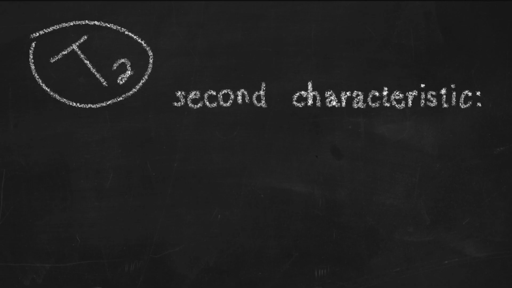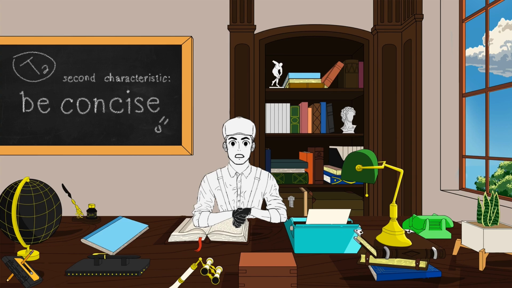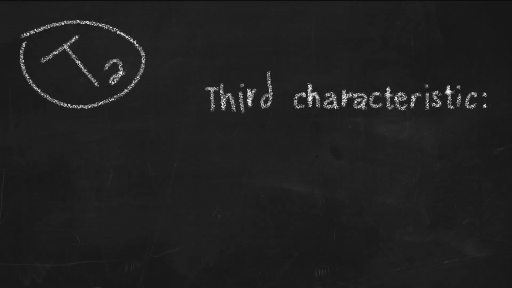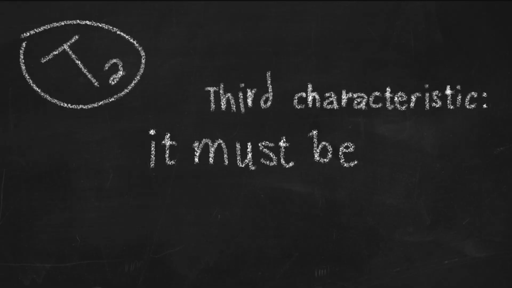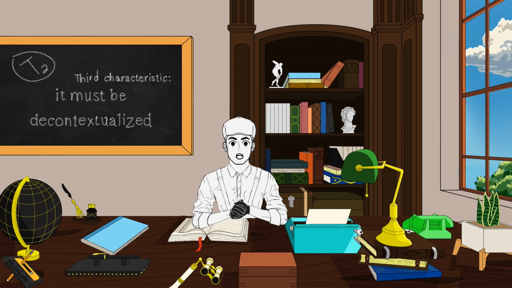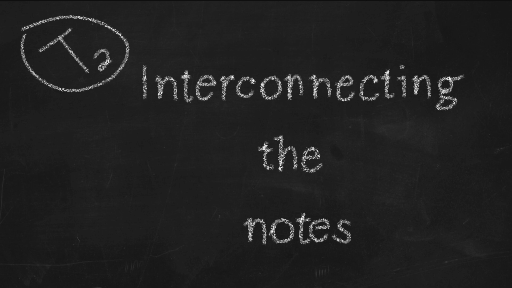Second characteristic, be concise. This does not only mean being as brief as possible, but also being clear and getting straight to the point. The note can be longer, there's no problem with that. The important thing is to use the right and necessary words. Third characteristic, it must be decontextualized. This means you must write the note in such a way that the written information can work in different situations and for different topics.